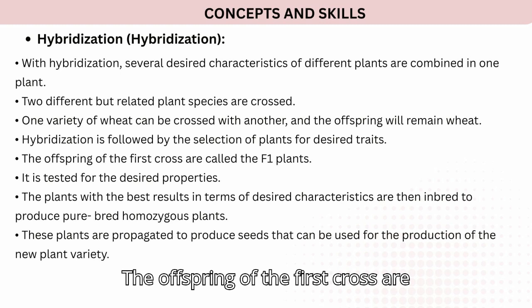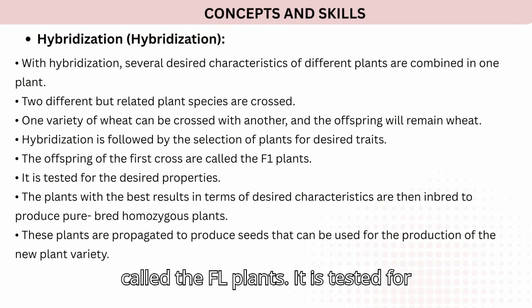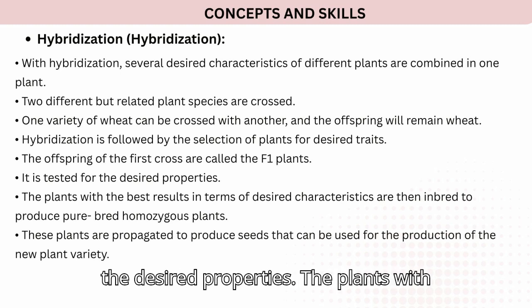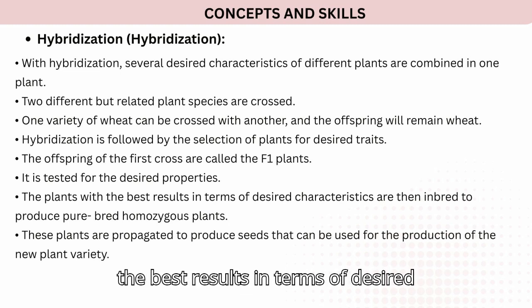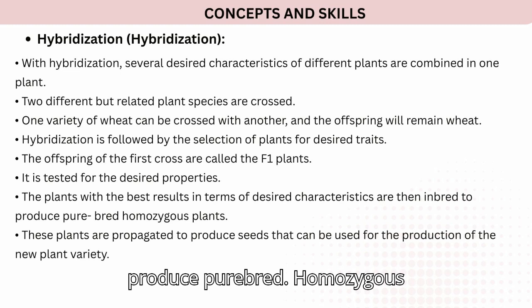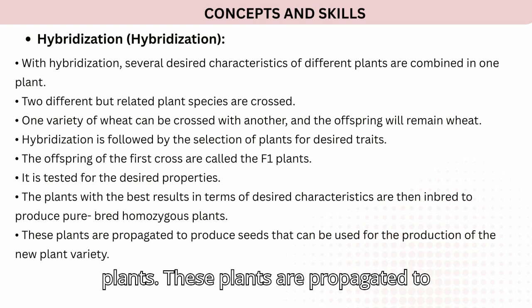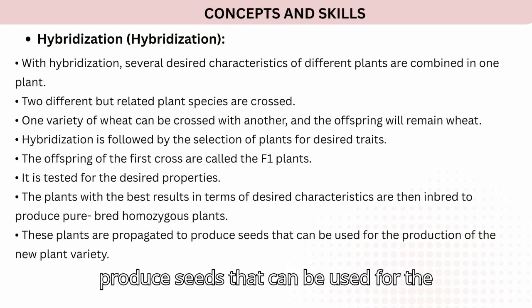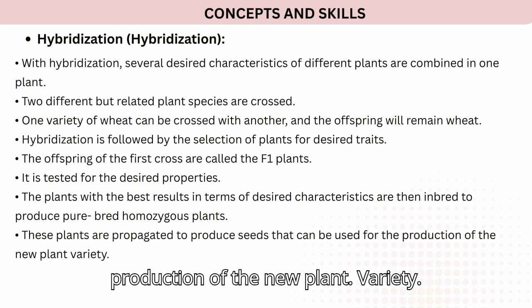The offspring of the first cross are called the F1 plants. They are tested for the desired properties. The plants with the best results in terms of desired characteristics are then inbred to produce pure-bred homozygous plants. These plants are propagated to produce seeds that can be used for the production of the new plant variety.